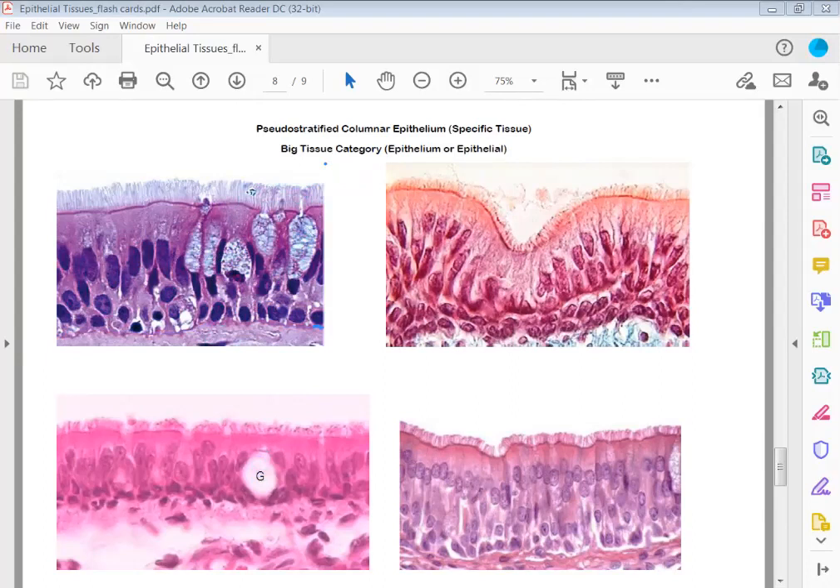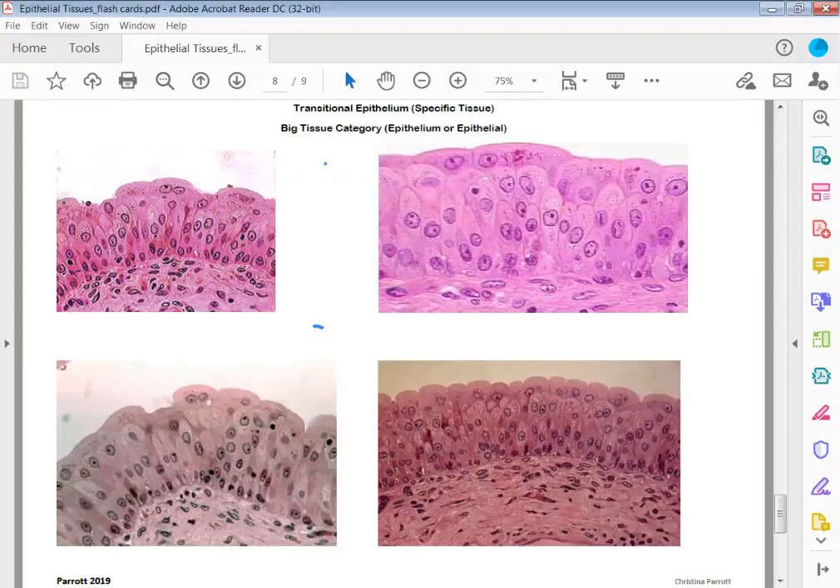The last tissue down here, you just have the nucleus in each one. So there's nothing really structure-wise to notice. So the only thing on here we would ask is, what are these structures? They would be nuclei or nucleus. So on a practical, if I ask you what the specific tissue is, you would tell me transitional epithelium. And if I ask you what the big tissue category is, you would tell me epithelium or epithelial.